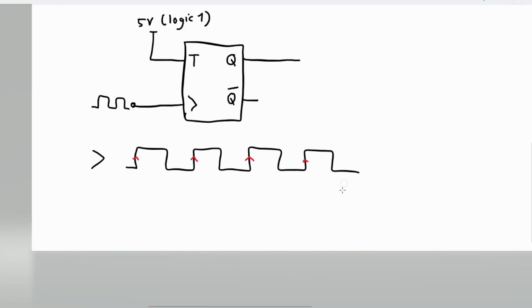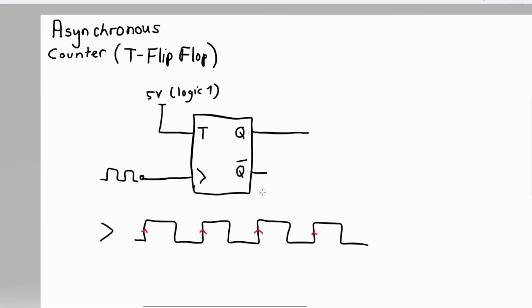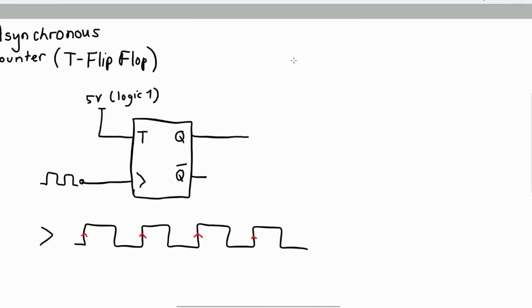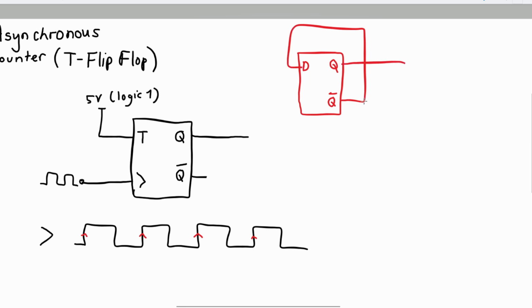Hello everyone, today I'm going to be going through asynchronous T flip-flop counters. Now these are actually simpler than the D-type flip-flops and they essentially work in the same way. So a D-type, I'm just going to go over something very quickly. A D-type flip-flop in this configuration is essentially the same as that.